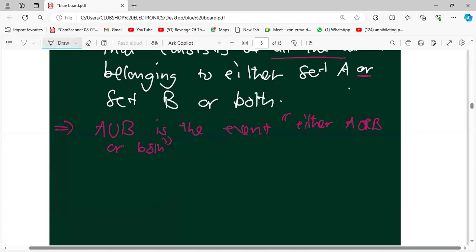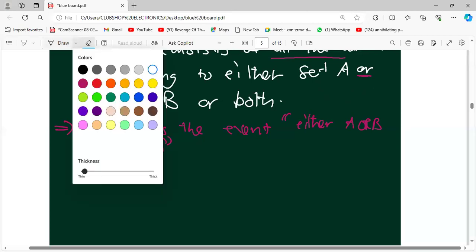Word rather. We have that. Or A or B. What does it mean? We have A or B. We're talking about the union of these two, including their intersection, as long as elements are not repeated.